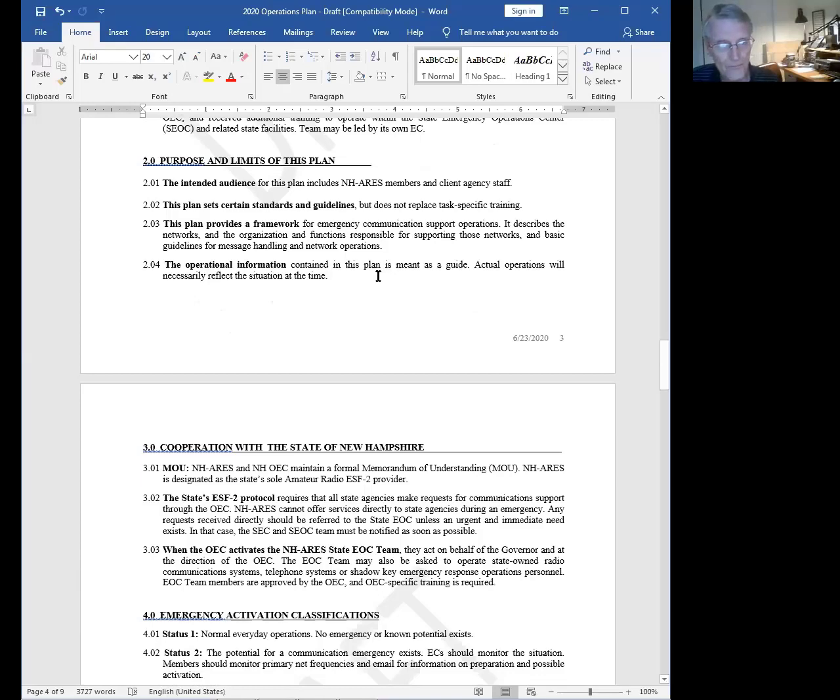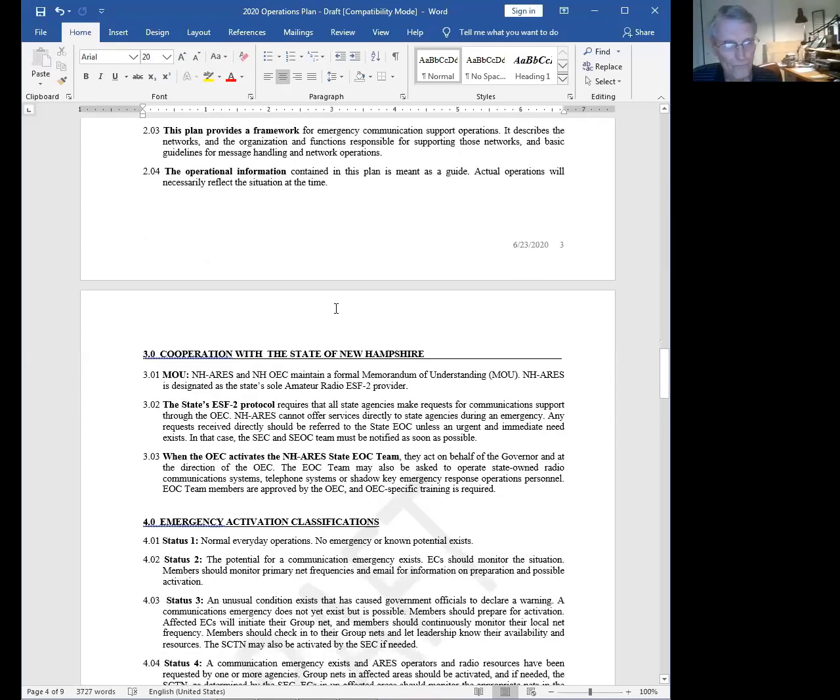But the other big change, of course, is the title of the whole document. It used to be called the Emergency Communications Plan. And I don't know how many times over the years I've had people point out, usually from other agencies, that this is not a communications plan, it's an operations plan. And they're right. So we finally made it an operations plan. I had proposed to Wayne that we call it disaster communications plan, but he thought that was a step too far all at once. So we didn't do that.